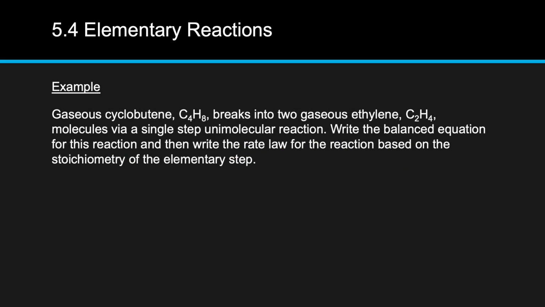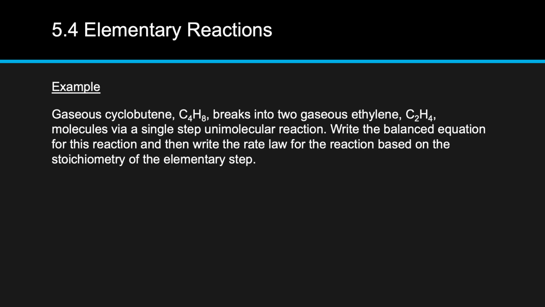Gaseous cyclobutene breaks into two gaseous ethylene molecules via a single-step unimolecular reaction. Write the balanced equation for this reaction and then write the rate law for the reaction based on the stoichiometry of the elementary step. So this is essentially telling you that there's only one elementary step in this reaction mechanism. So that single step is going to be the rate determining step because there is only one.